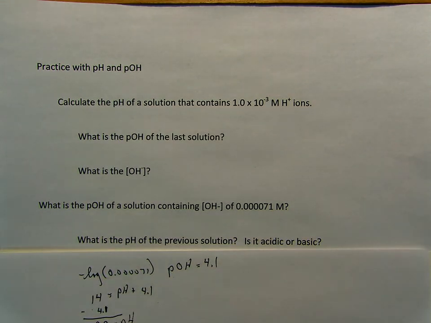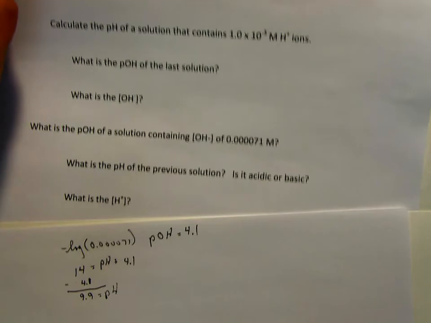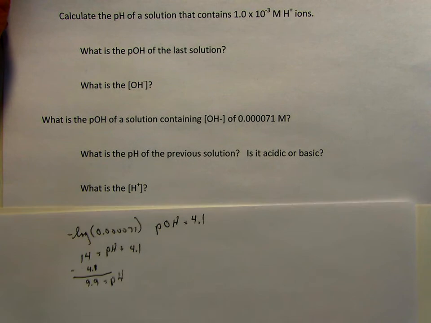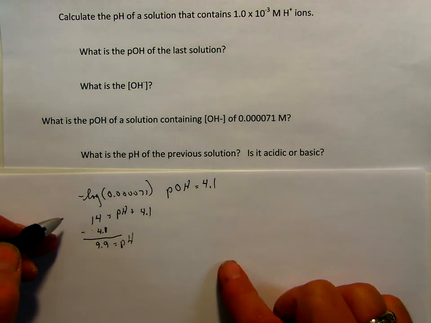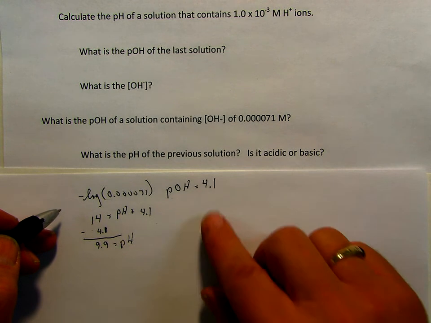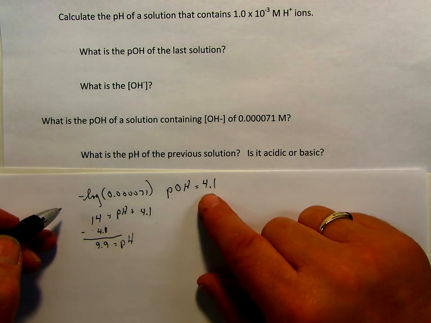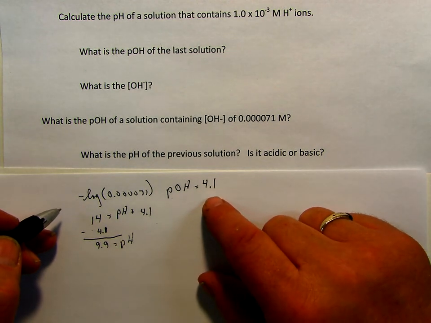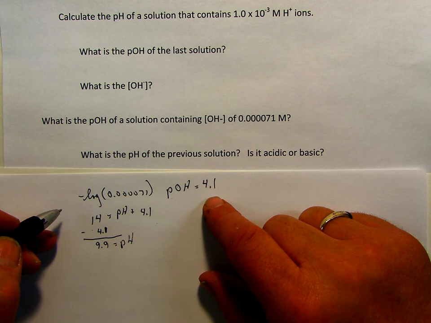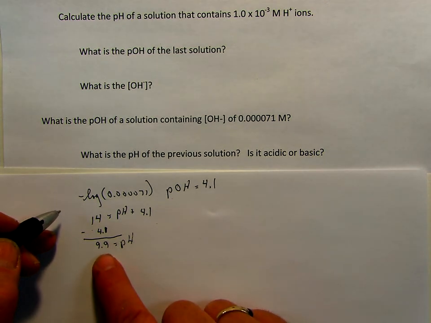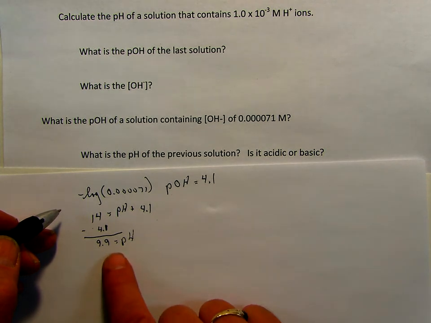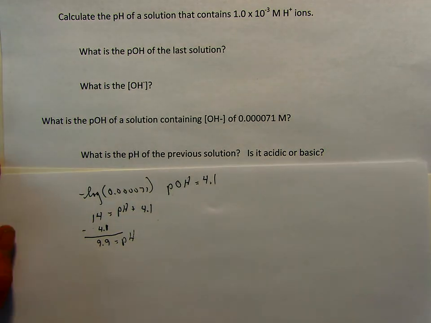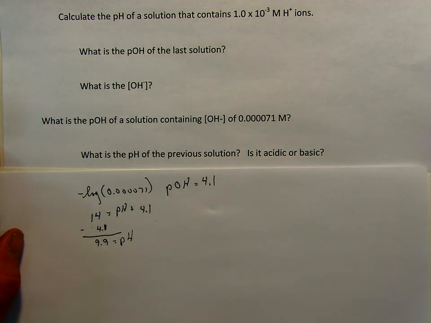Now the question, is that an acid or a base? Well, based on what I told you a second ago, a pH lower than 7 is an acid, but the pH isn't lower than 7, it's greater than. The pOH is lower than 7, but the pH, which is the one we use as a determining factor, is higher than 7. That is a basic solution.